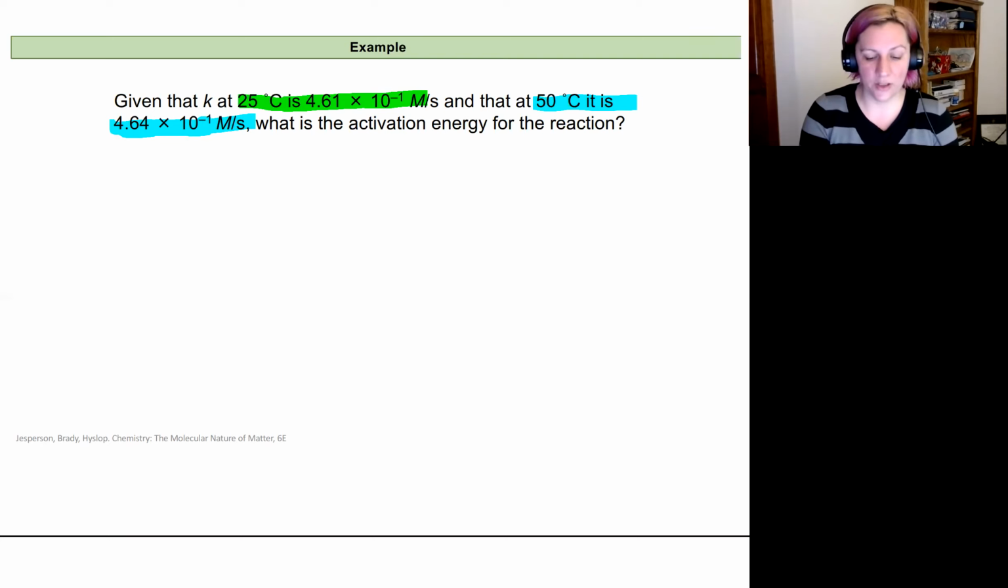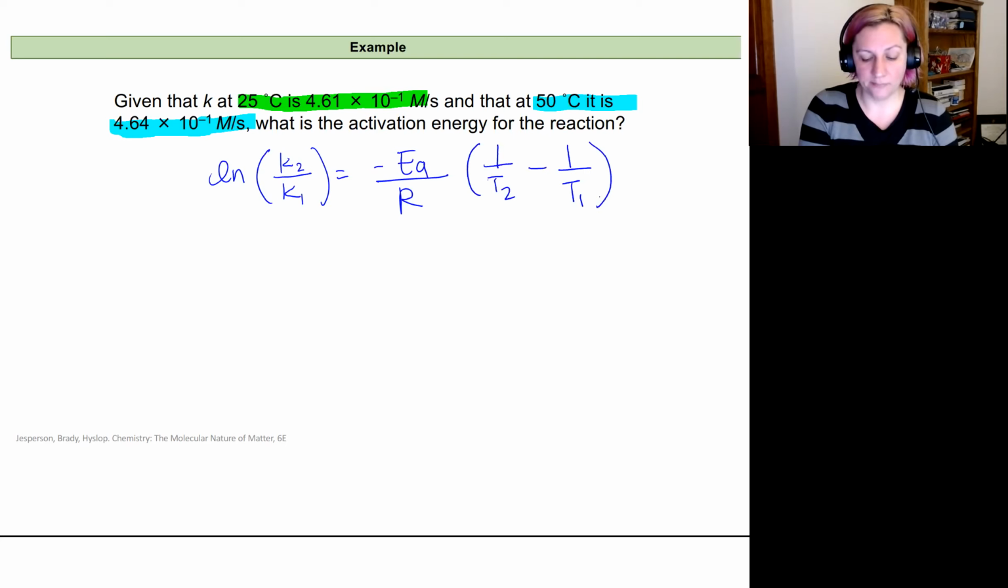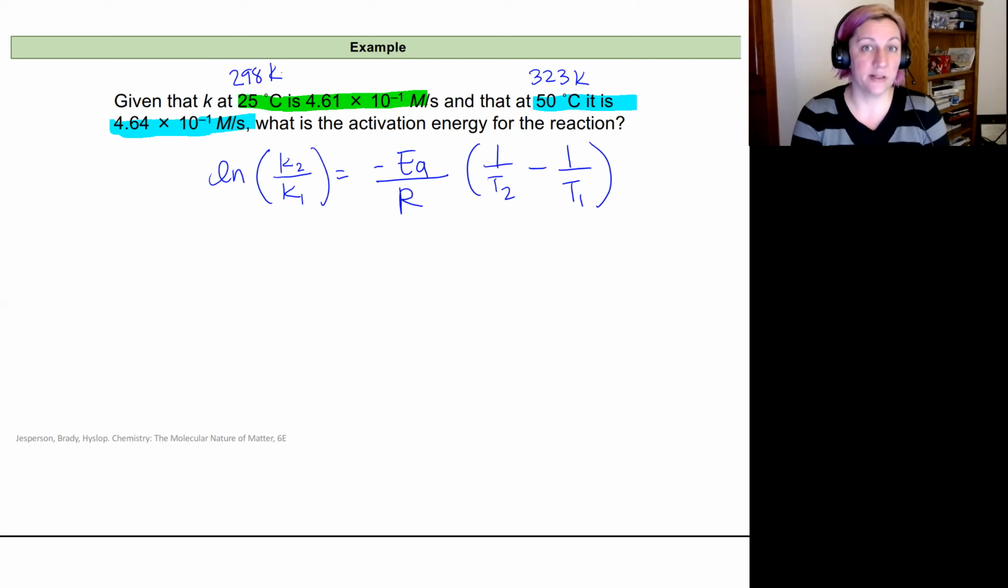So for this, to solve for that activation energy, I'm going to use the equation: the natural log of my K2 divided by my K1 is equal to the negative of my activation energy over R times 1 over T2 minus 1 over T1. All right, so I know I need to get those temperatures into Kelvin first and foremost. That 50 degrees Celsius, I just add 273. It's going to be 323 Kelvin. And 25 degrees Celsius is going to be 298 Kelvin. So I'll use those values instead of the degrees Celsius.